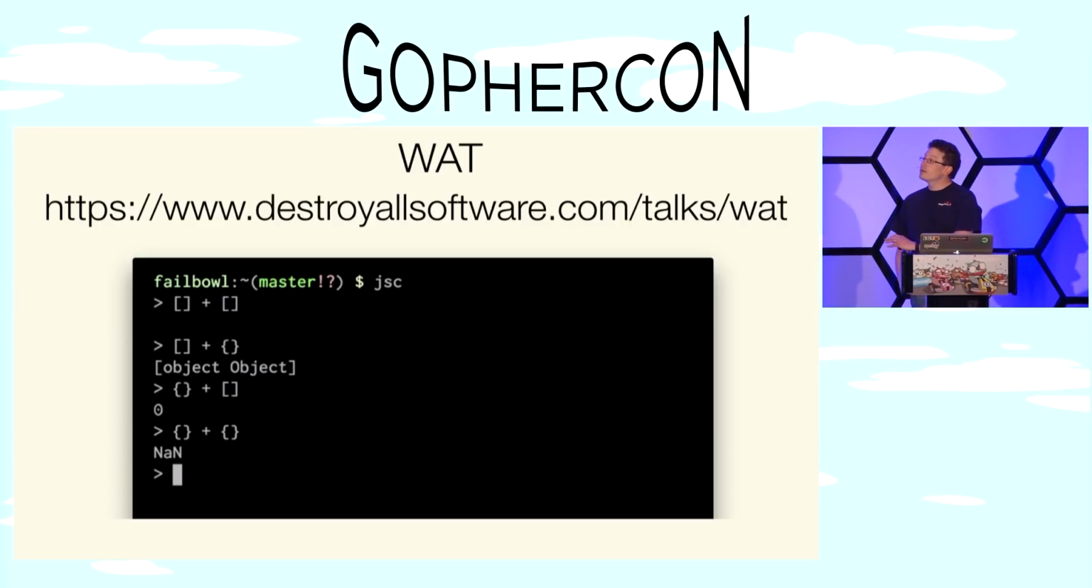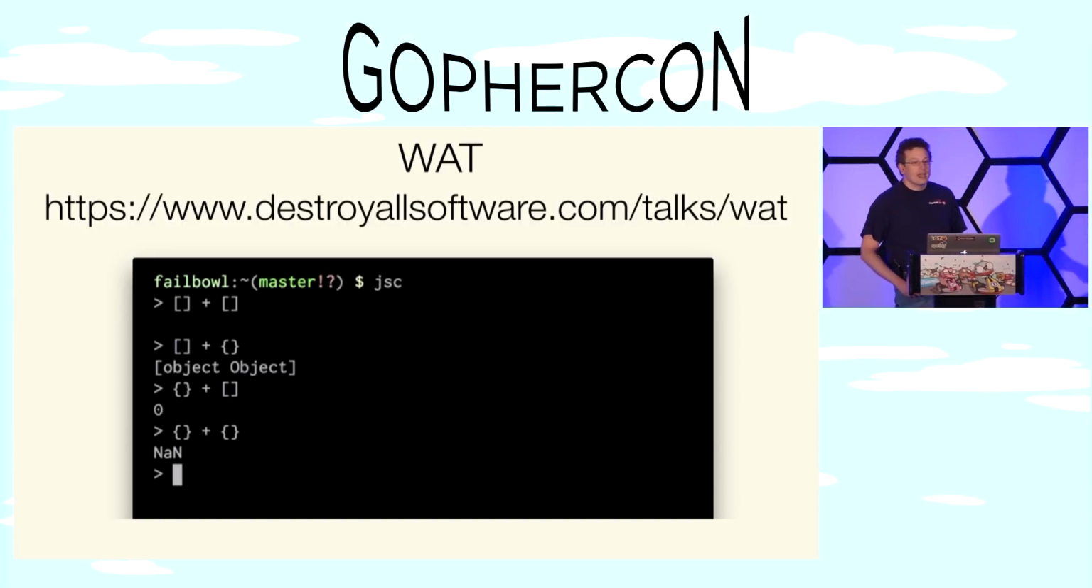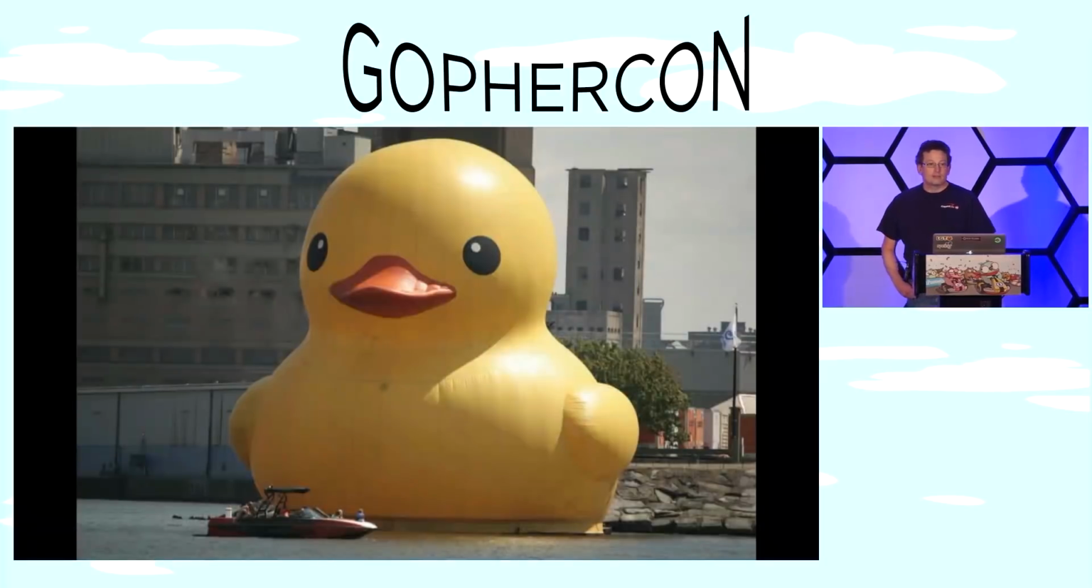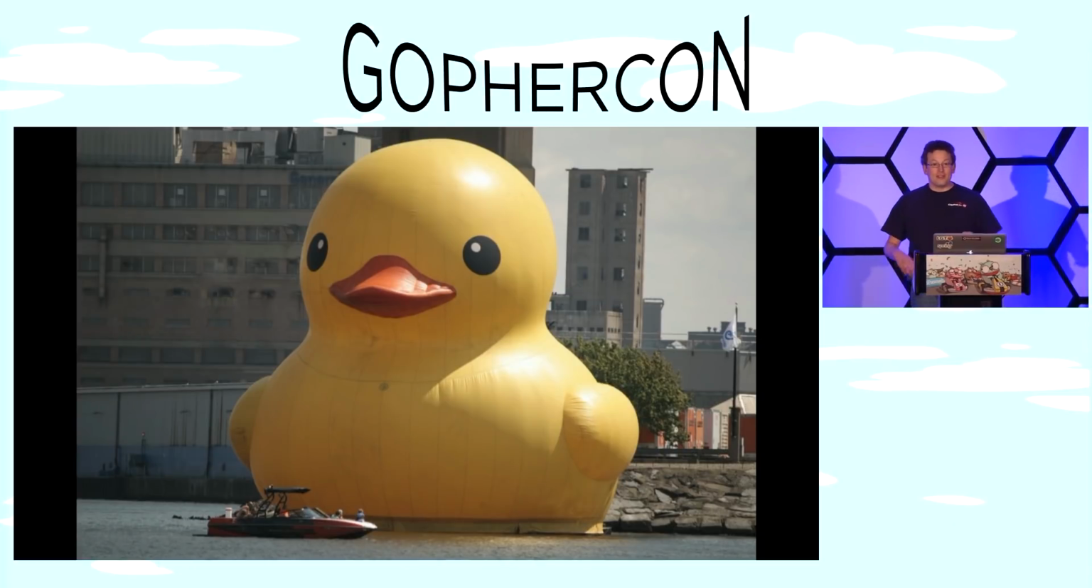Adding an array to an object returns an empty object, but adding an object to an array returns the number 0. And adding an object to an object returns not a number. Seriously, try this out sometime. So yeah, what? And this is all really funny, right? Because these are things that make no sense.